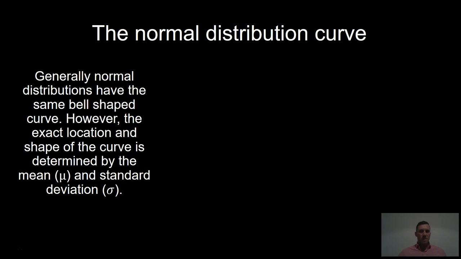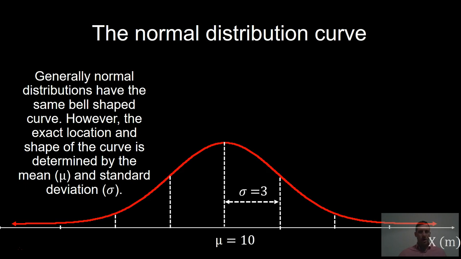Generally, normal distributions have the same bell-shaped curve. However, the exact location and shape of the curve is determined by the mean and standard deviation. For example, the height of a building in a city may be normally distributed with a mean of 10 meters and a standard deviation of 3. So the mean goes in the middle. Most of the buildings are close to the middle or the mean.